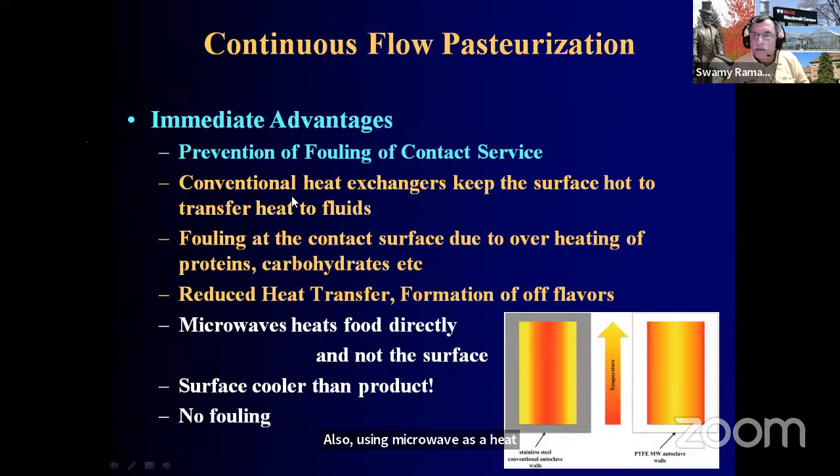So you can put a coil, glass coil or a Teflon coil, inside the microwave oven and send the liquid through it, just like a conventional heat exchanger. Here, the advantage is very big. In normal heat exchangers, the heat transfer surface is at a very high temperature. If you want to pasteurize, for achieving 80 degrees, the surface will be at 150 degrees.